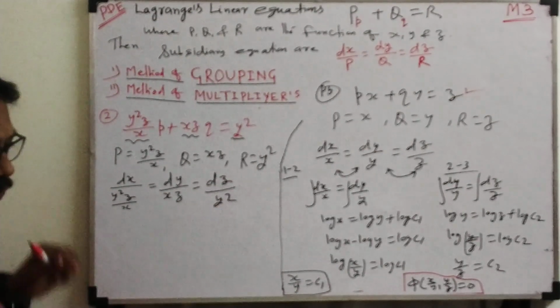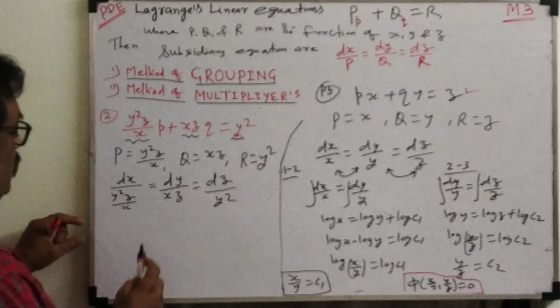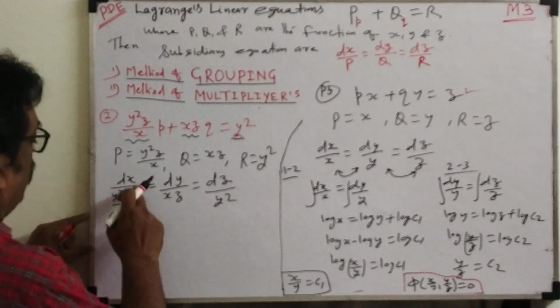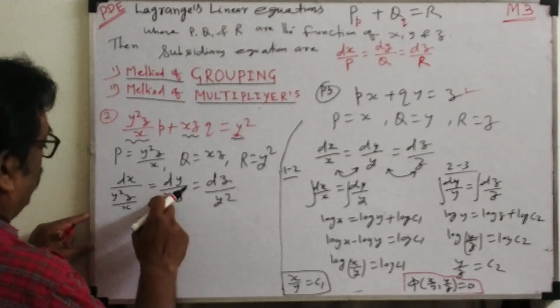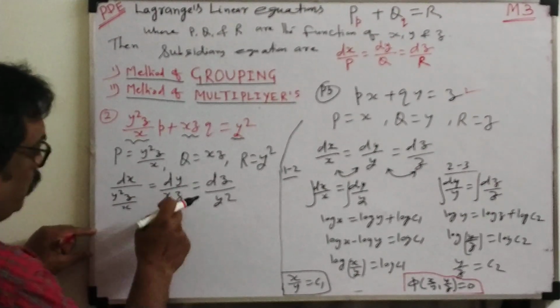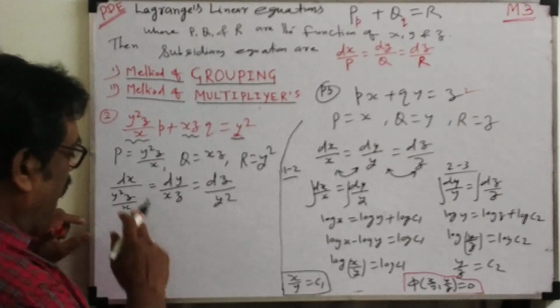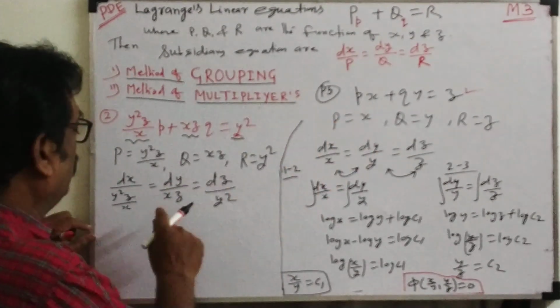Now look here, three groups are there. Which group will we select? Suppose you select the first two, x and y. Here z will be there, but z is on both sides, so it will get cancelled. That is what I told you about the method of grouping.